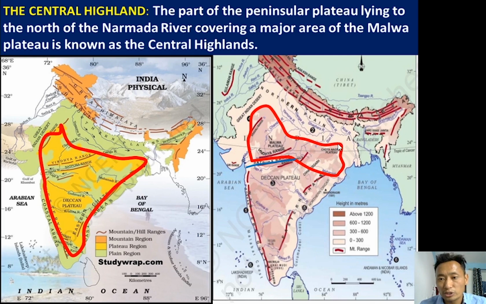This is the location of the Central Highland. In the Central Highland we have many plateaus such as the Bundelkhand Plateau, Chota Nagpur Plateau, and Malwa Plateau, and this Central Highland is covering most of the Malwa Plateau. This is called the Central Highland.